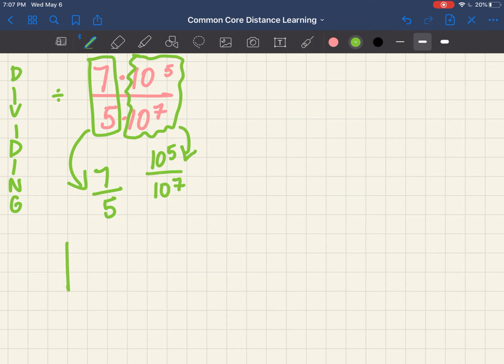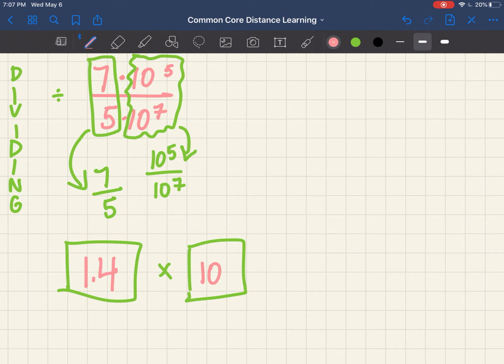So we see right here, we need to first do 7 divided by 5. What's 7 divided by 5? I put that in my calculator to figure it out. I get 1.4. Then I'm going to do 10 to the 5th power divided by 10 to the 7th power. From my exponent rules, I know that when we divide powers with the same base, we subtract. So 10 to the 5 minus 7 would give me 10 to the negative 2nd power.